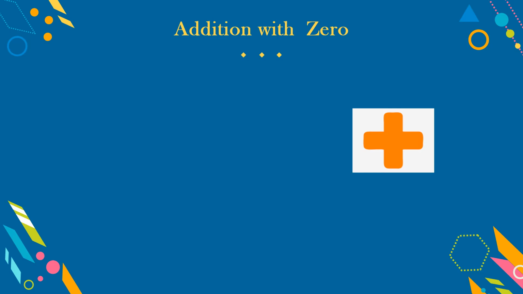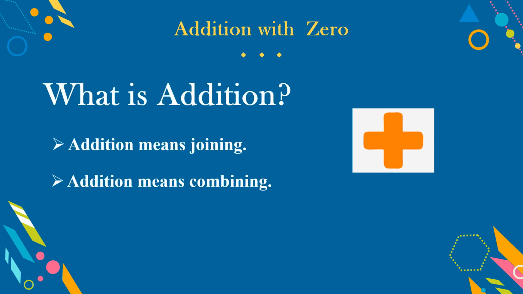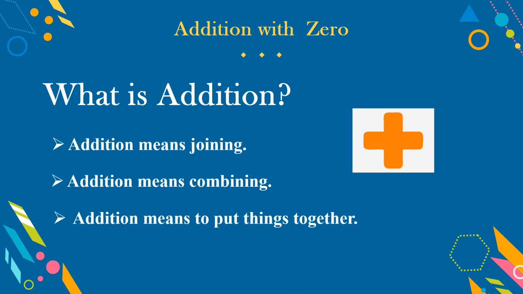Before doing addition sums, we should revise definition of addition. What is addition? Addition means joining. Addition means combining. Addition means to put things together, यानी चीज़ों को इकट्ठा करना. Addition sums में हम different numbers को इकट्ठा करके आंसर लिखते हैं.